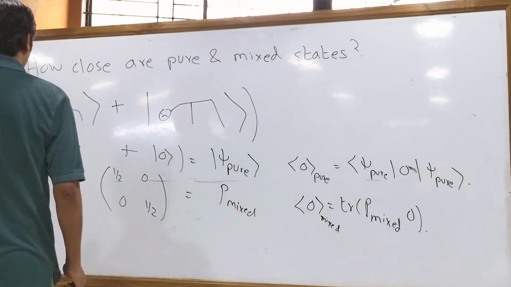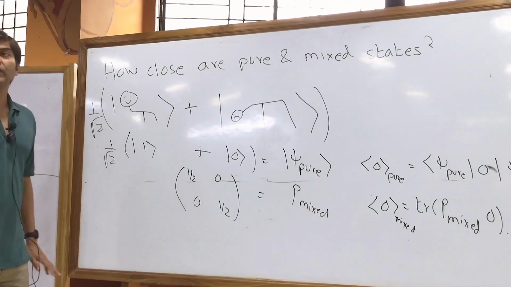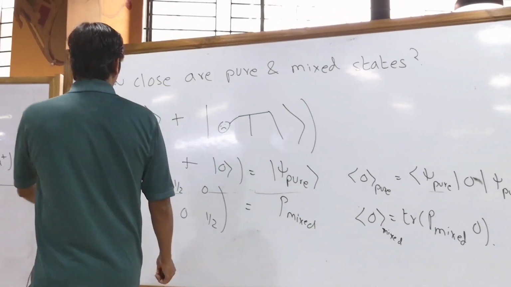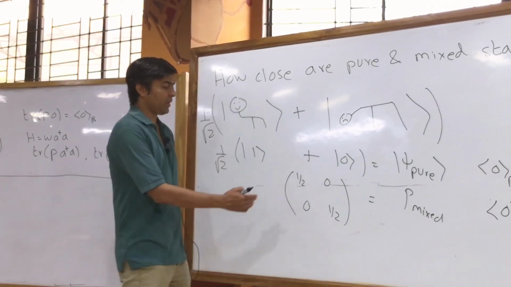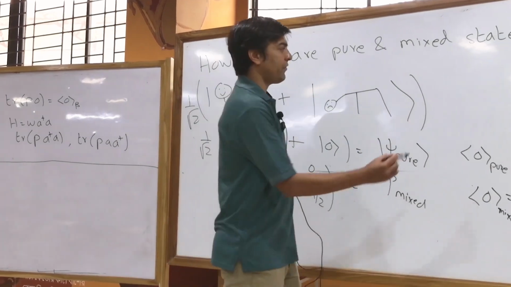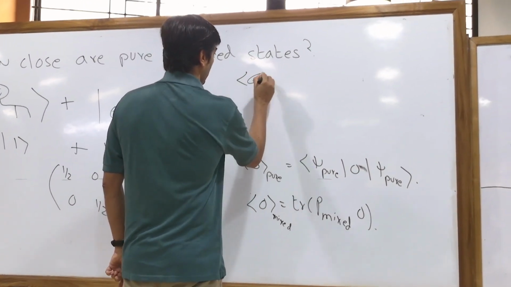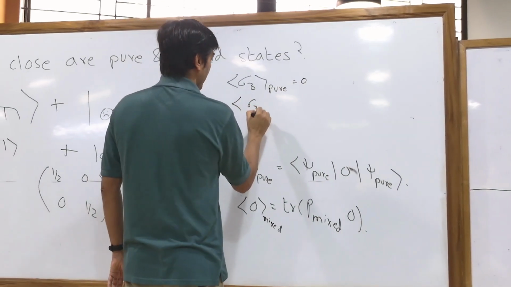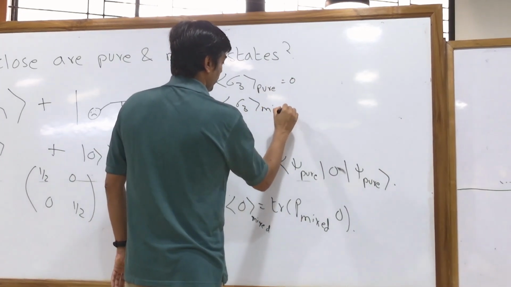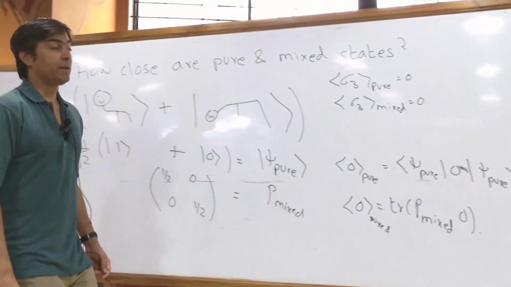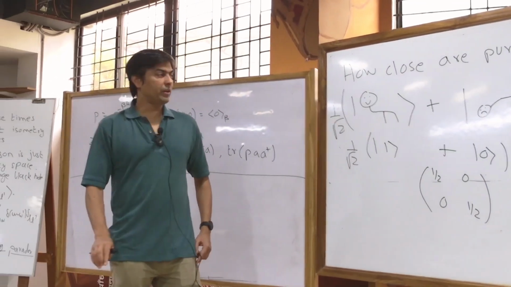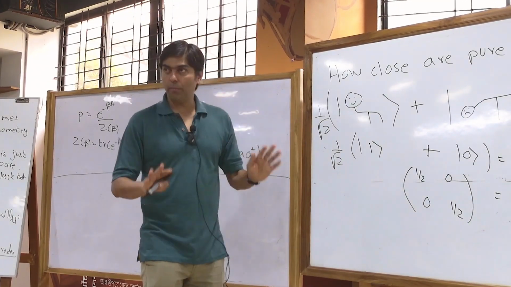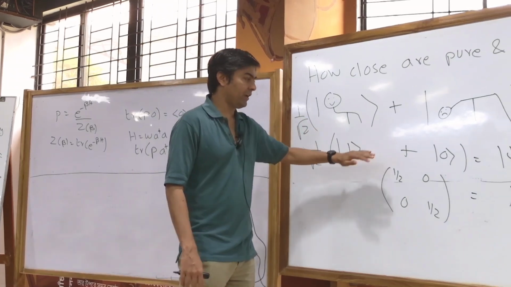Now, if you look at a particular expectation value, let's say I look at the expectation value of sigma z, then sigma z has an expectation value which in this case is 0 because sigma z looks like 1, minus 1. So the expectation value of sigma z in the pure state is equal to 0, and the expectation value of sigma z in the mixed state is also equal to 0. So you might have said the mixed state and the pure state look the same. However, they don't look the same, because the expectation value of some operators can distinguish between this pure state and this mixed state.